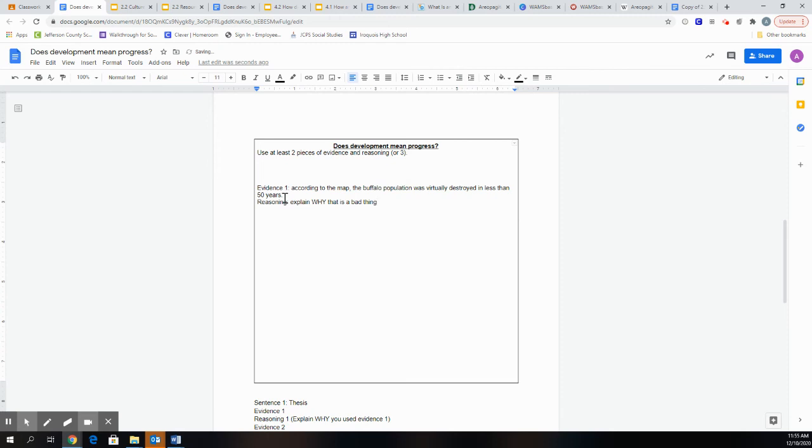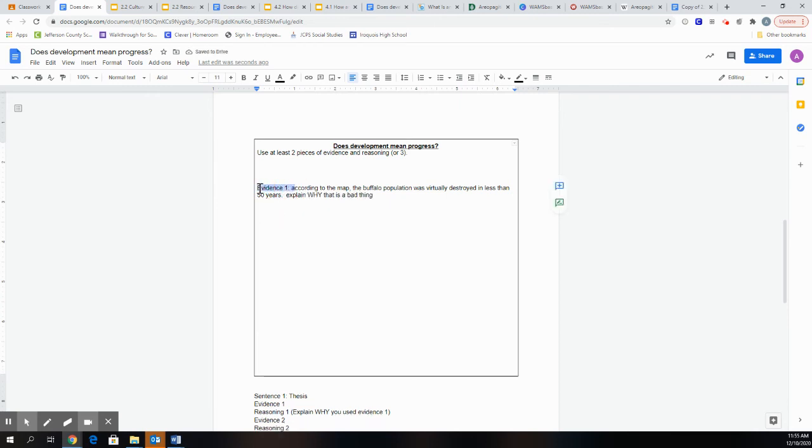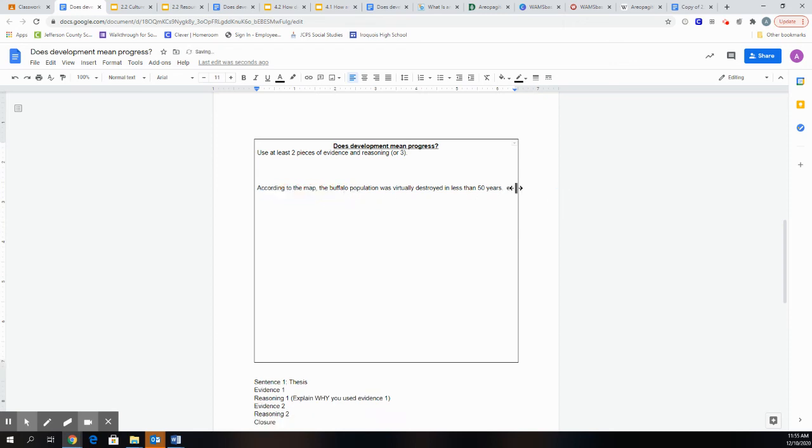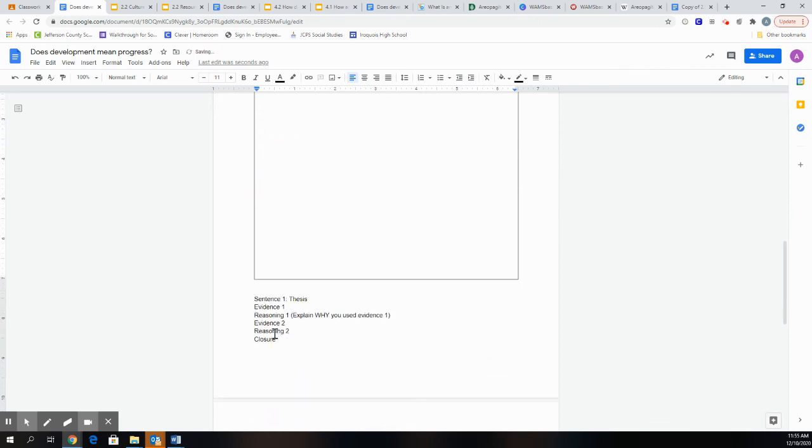That's pretty much it. And obviously in this part, don't put evidence one and reasoning one, but it would look like this. You would put, according to the map, the buffalo population was virtually destroyed in less than 50 years. And then you're going to explain why that is a bad thing. And then you're just going to do that for evidence two, and do the same thing, reasoning, explaining why that is a good or a bad thing.